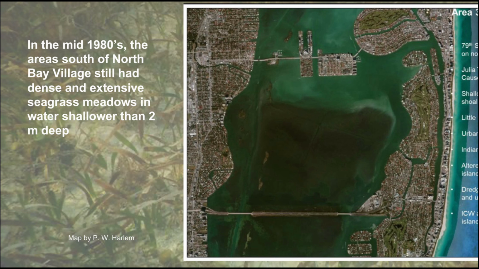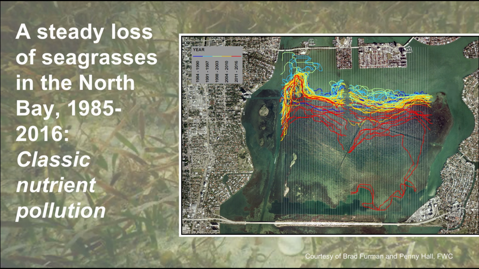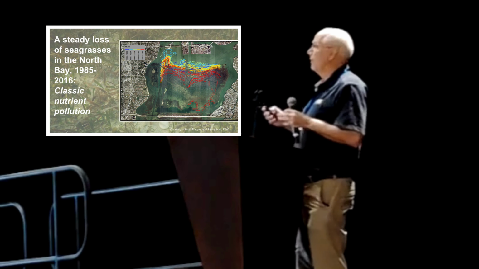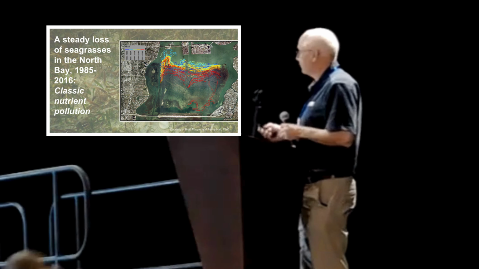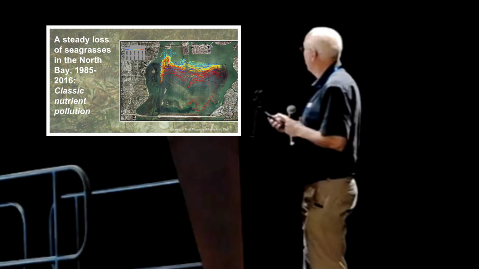And in the mid-1980s, we really started to see a very rapid recession of seagrasses in the northern part of the bay, up there where the phosphorus concentrations are going up the fastest. And if you track those lines from blue to red, those are successive years tracking the loss of seagrasses over 1985 to 2016. So this is what prompted that first Biscayne Bay Marine Health Summit.